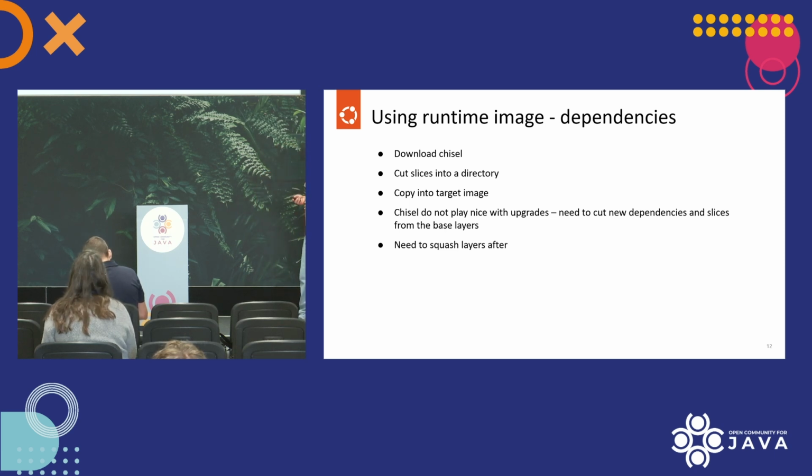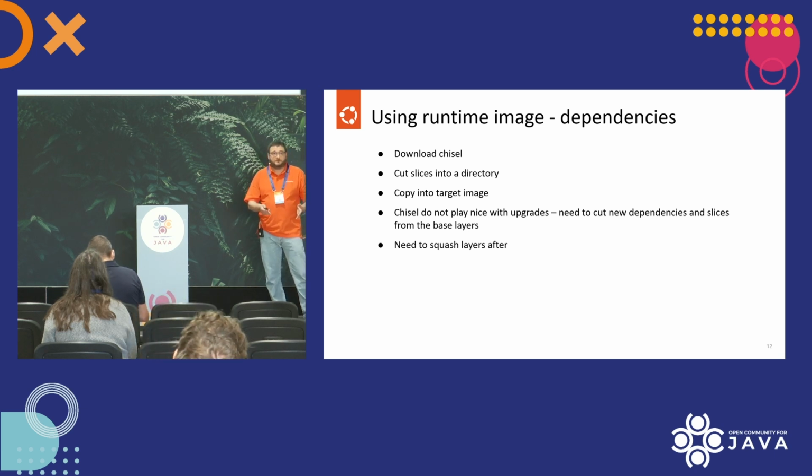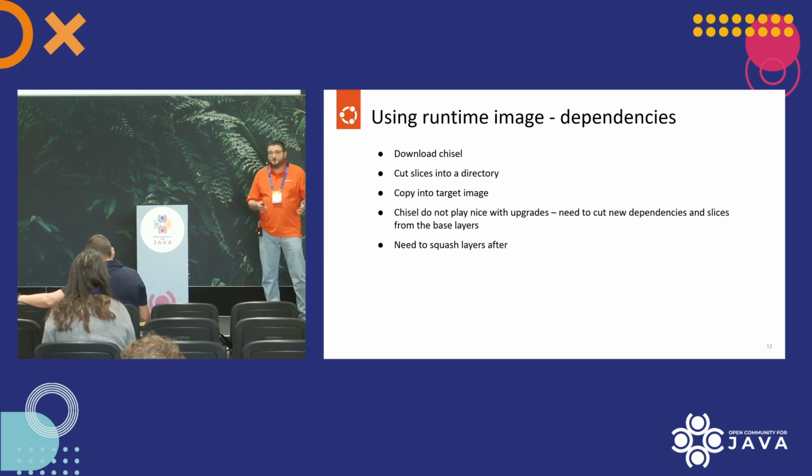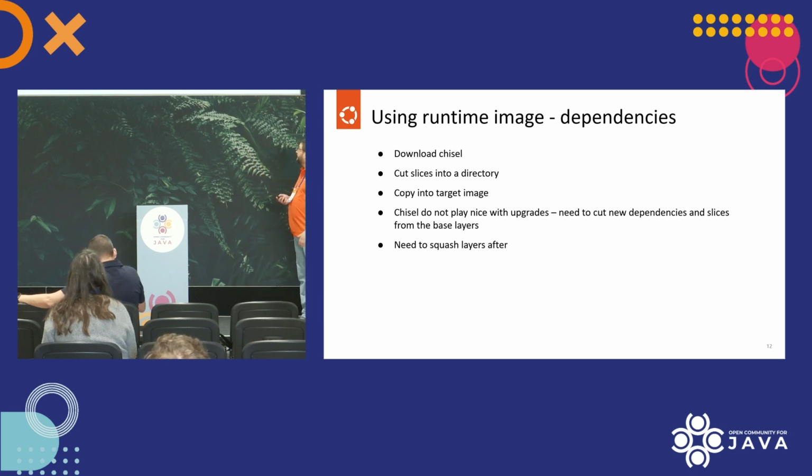Chisel is not a package management tool, so it will cut the dependency that you're installing. It will cut the files that your dependency depends on, but it won't touch any other dependency in the base image. If you want to keep it consistent, then you probably want to cut all the dependencies, including the base ones, copy them into the target image, and then squash it, same as with Docker. So basically, same trade-off.